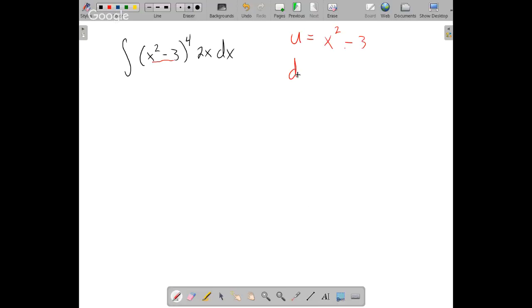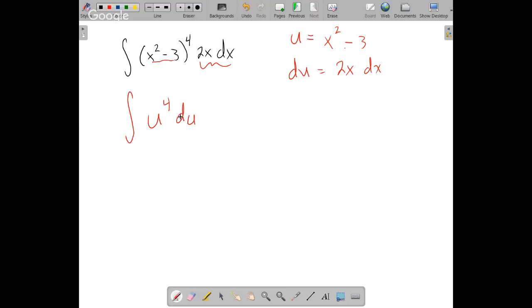If I take the derivative of that, my du is going to be 2x, the derivative of minus 3 is 0, and then I'm going to put the dx right next to it. So I write that in differential form. Then I apply my substitution. Anywhere I see an x squared minus 3, I'm going to replace it with a u, and anywhere I see a 2x dx, I can replace that with du. So now I can rewrite this integral as u to the 4th power, and then this whole thing right here is my du. Hey, that looks way easier.